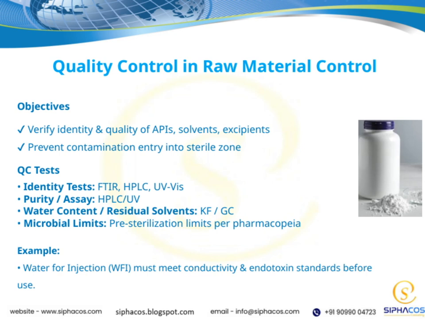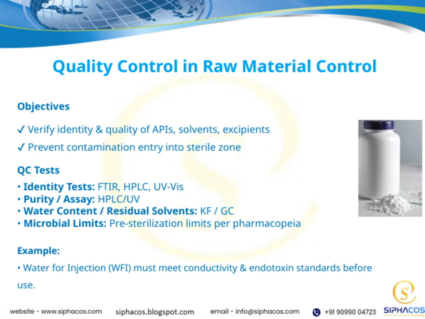For identity tests, techniques like FTIR, HPLC, and UV-Vis are commonly employed to confirm that the raw materials are what they are supposed to be. For purity or assay testing, HPLC and UV are standard methods to determine the concentration and ensure the material's purity level. Water content and residual solvents are also checked, typically using Karl Fischer titration or GC analysis. These tests help us control moisture levels and ensure no harmful solvents remain.